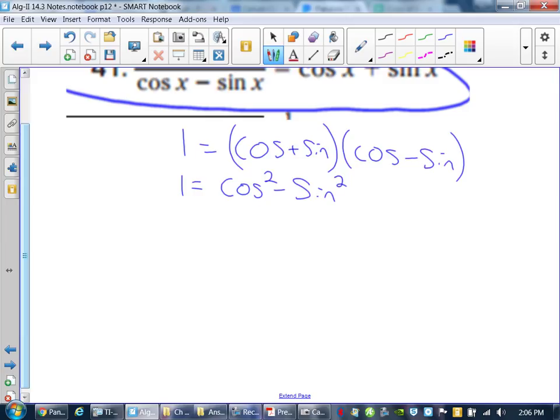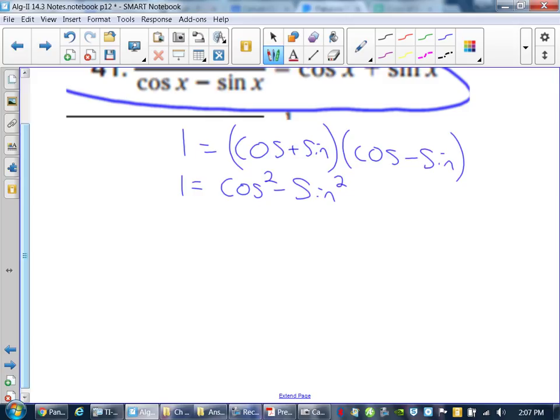Unlike the problem earlier where we went to that double angle, in this case we don't need to, because we can rewrite either cosine squared or sine squared in terms of each other. So let's rewrite cosine squared as a sine squared. Cosine squared is what in terms of sine squared?